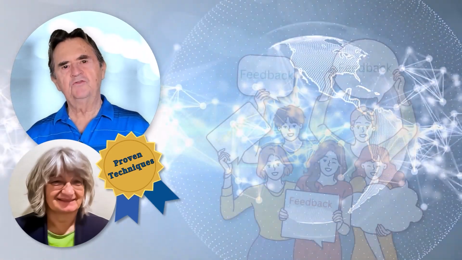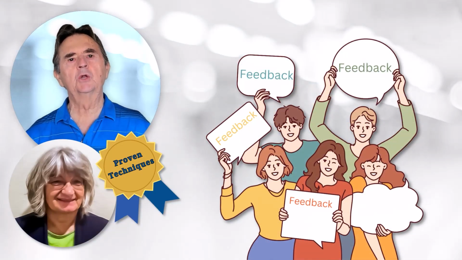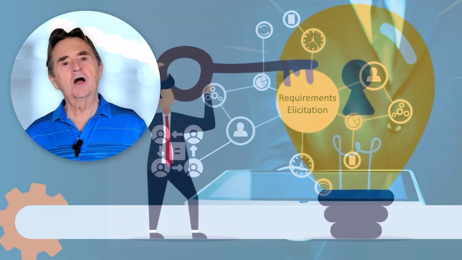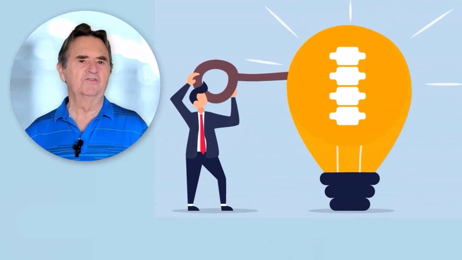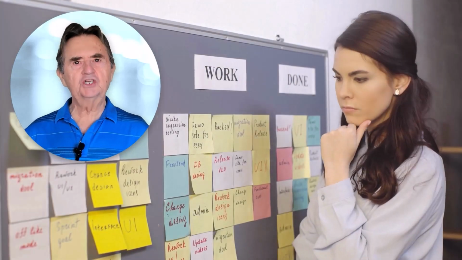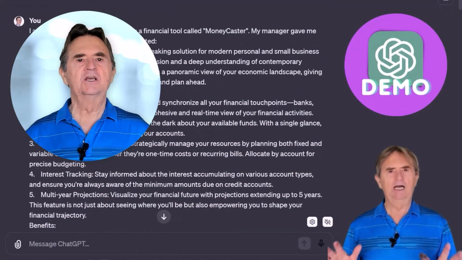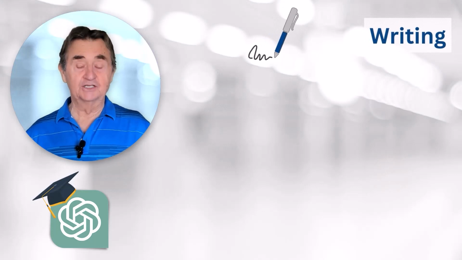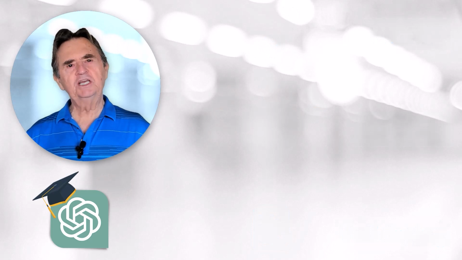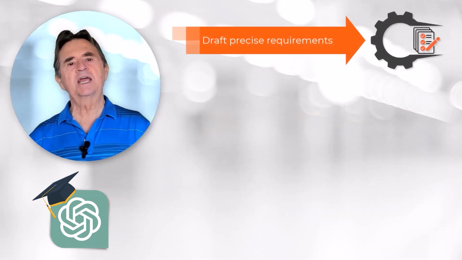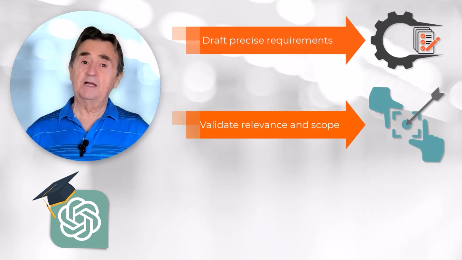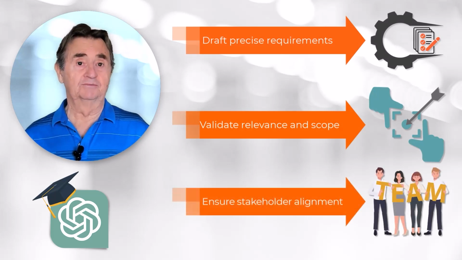And in response to student feedback, we've enriched the course to include a comprehensive section on requirements elicitation. Learn how to draw out the key details that form the backbone of any successful IT project. This course covers traditional and AI-augmented techniques using ChatGPT for writing, eliciting, and validating business and stakeholder requirements. With ChatGPT, you can draft precise requirements and validate their relevance and scope faster than ever, reducing the risk of scope creep and ensuring alignment among stakeholders.